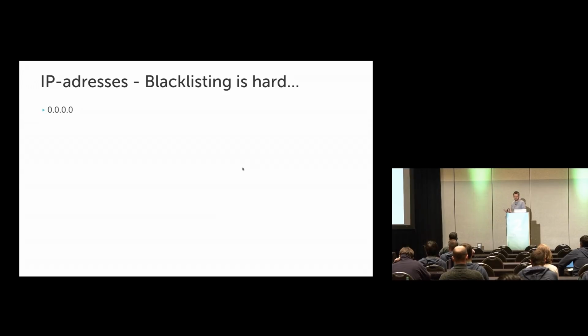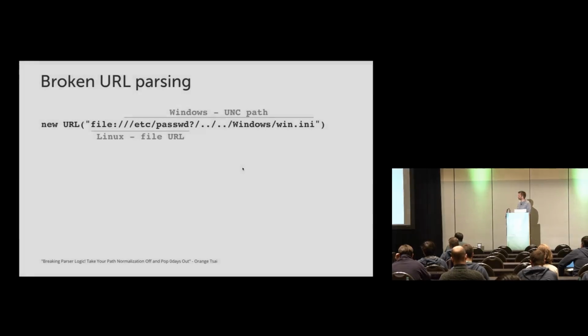0.0.0.0, that's like all interfaces. It doesn't have to be 127.0.0.1 either. It can be 127 four times. It will be the same thing. And of course, in IPv6, we get all these kinds of new things, like a different format for localhost. You can see them here. So there are all kinds of ways of specifying the same IP, and blacklisting this can be quite hard.